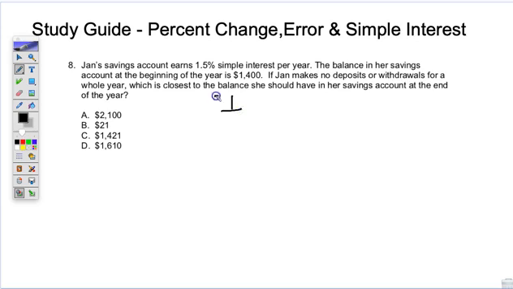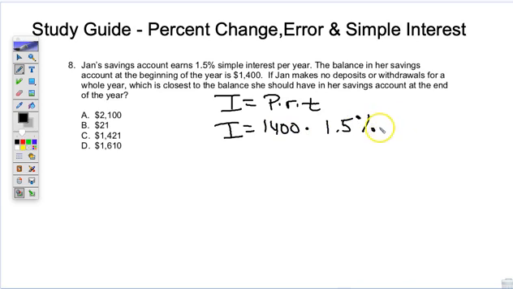All right, let's once again start with our simple interest rate formula and fill in all of our information. Since we will be looking for interest, the principal started at $1,400. It said the rate is 1.5%, and it said at the end of a whole year, so it's only 1 year. All right, if we multiply these three values together, you should get 21, so that's $21.